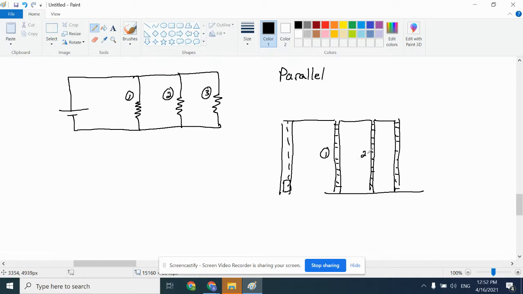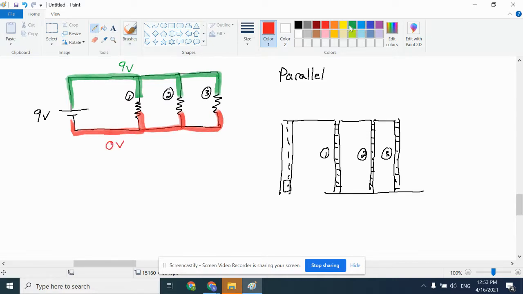This is where a lot of people get confused. They think that the voltage should split, but that's not true at all. Let's assume this is a 9-volt battery. Again, just made that up for the sake of an argument. Everywhere along this line is 9 volts. Voltage is established across the entire power line. And everywhere on this line is 0 volts. Again, that's defined by the battery. The battery's job is to take 0 volts and raise it up to 9.